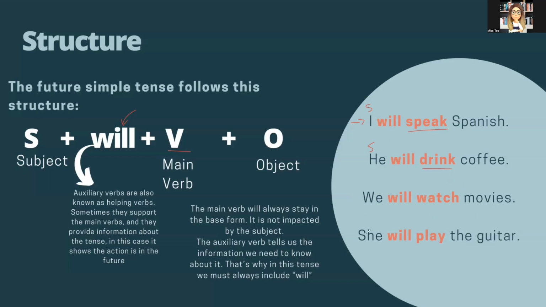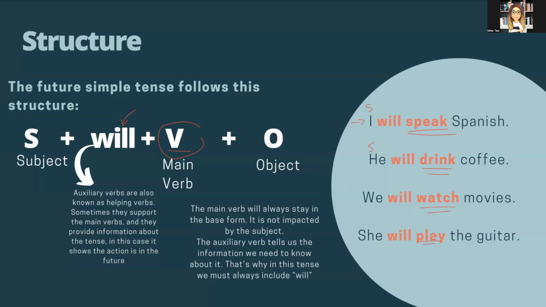She is the subject. Again, this one, like he, is in the third person singular. However, we still have will play, which means that we're adding will plus the base form of the verb, and the object is guitar. So we can see here our main verb never, ever changes. It's always in the base form.